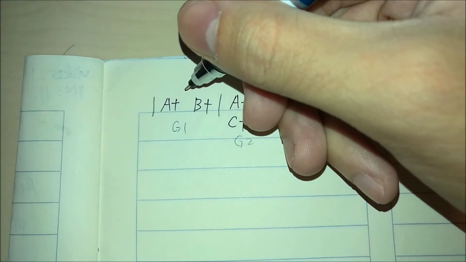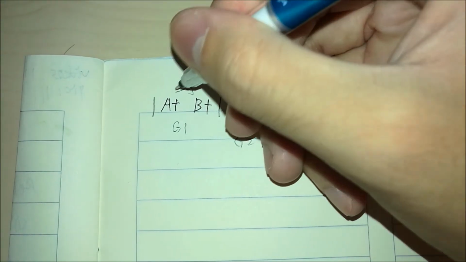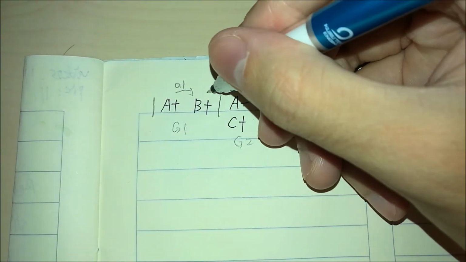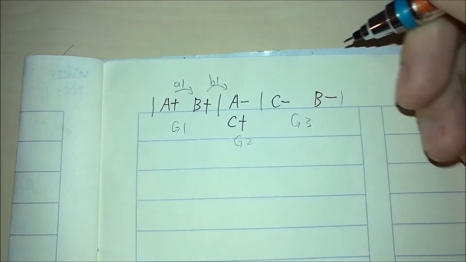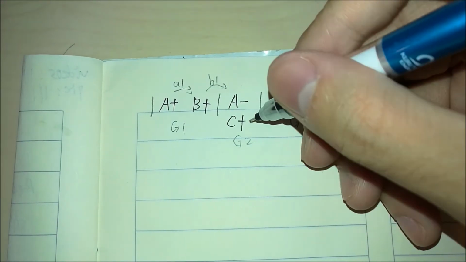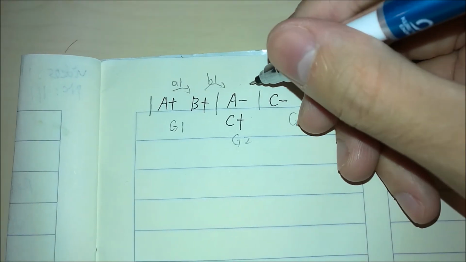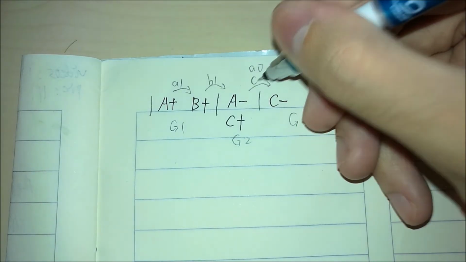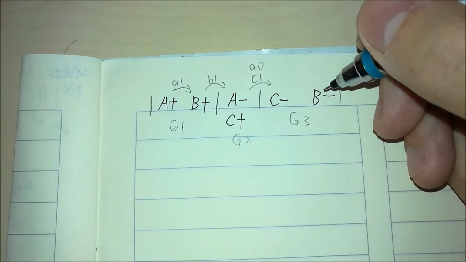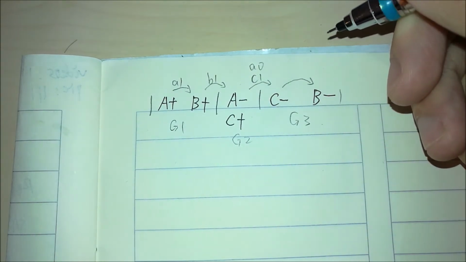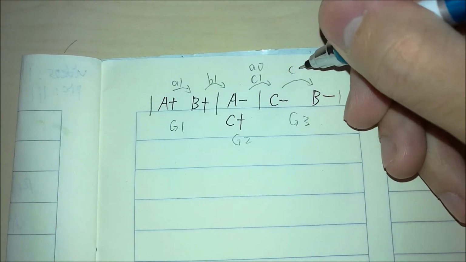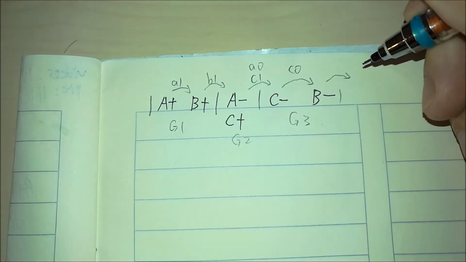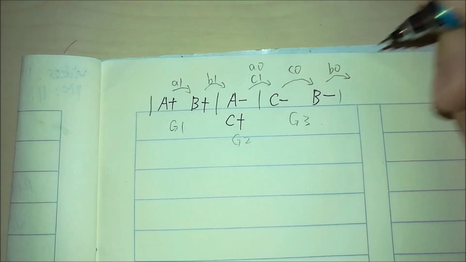So from A plus to B plus, it will be A1. From B plus to C minus, it will be B1. From A minus and C plus to C minus would be A0 and C1. From C minus to B minus will be C0. And from B minus will be B0.